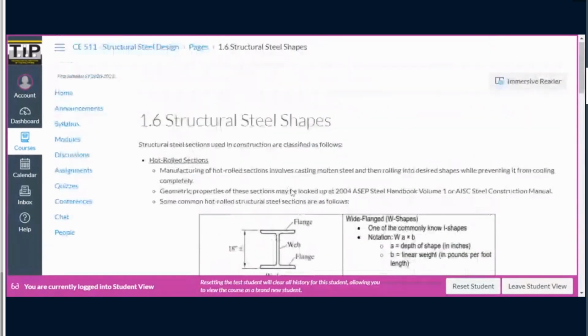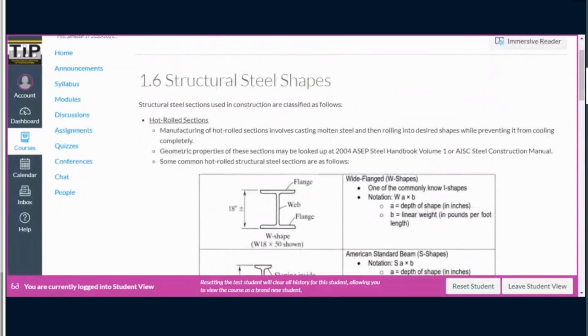The geometric properties of these sections may be looked up in the 2004 ASEP Steel Handbook. That's why you need this. In the United States, the one they usually use is the AISC Steel Construction Manual. However, in the Philippines, we use this one more because it also lists the sections that we normally use in local practice. That's why it is more favorable in this class to use this one.